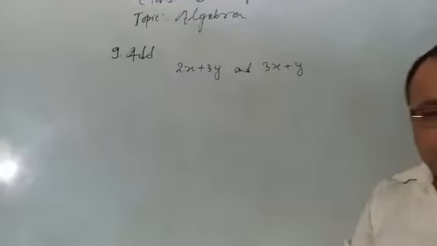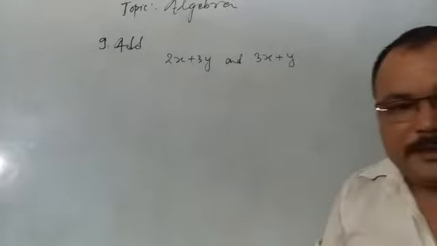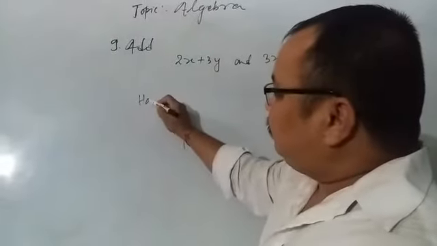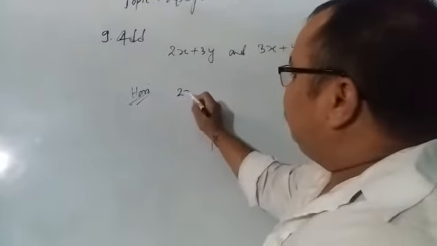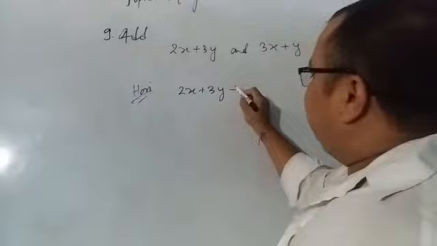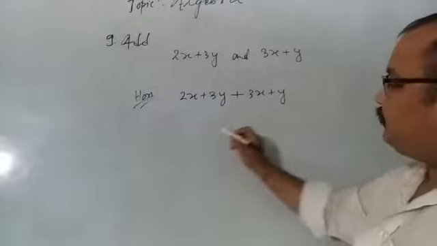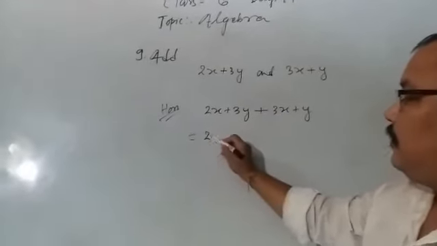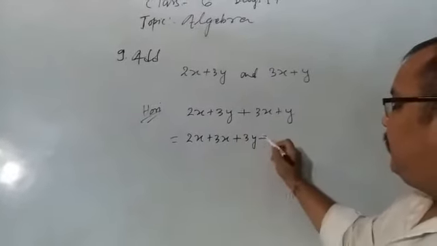you are adding. There are two methods. One is the horizontal method, another is the vertical method. Okay, so I am going to teach the horizontal method, that is 2x plus 3y. Instead of "and" you write down a plus sign, and 3x plus y. In the same way we first arrange like terms: 2x plus 3x plus 3y plus y.